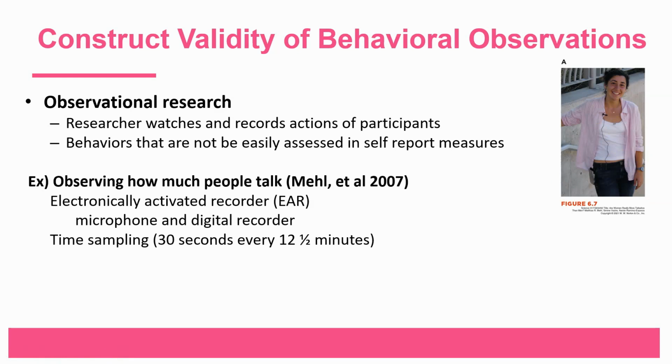We're going to talk about this a little bit more when we get to sampling data. But essentially, they didn't have the recorder on all the time. They had the recorder go off and start recording every 12 and a half minutes, but it would only record for 30 seconds at a time. So every 12 and a half minutes, the recorder would go on, record for 30 seconds, and then wait another 12 and a half minutes, and then 30 seconds.